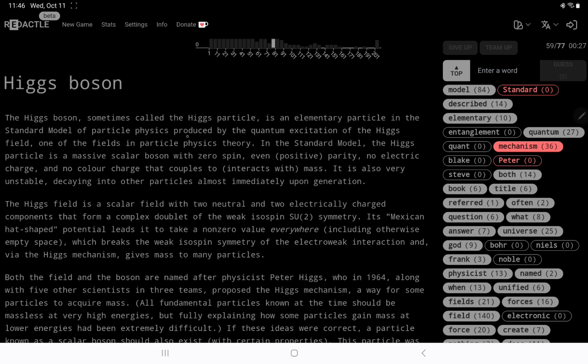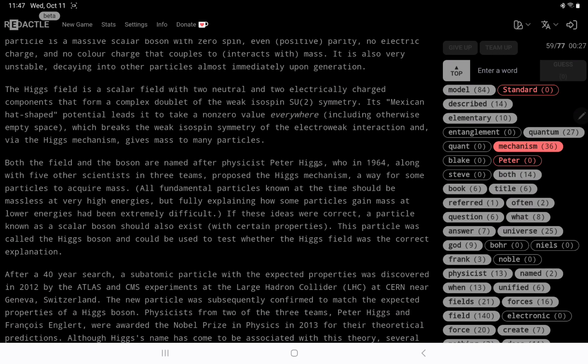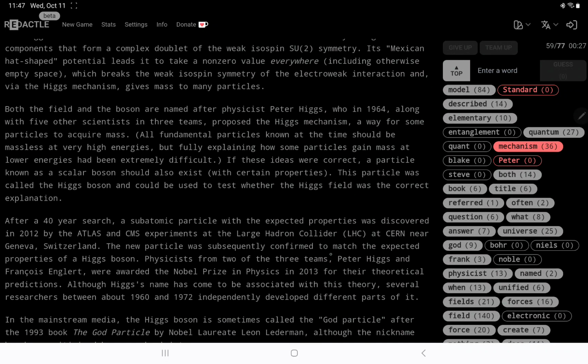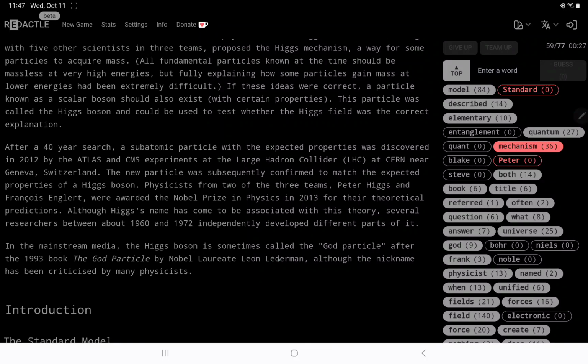Elementary particle in the standard model produced by the quantum excitation of the Higgs field. So, Peter Higgs, I suppose. Yes, I probably should have thought of that, and I bet many of you did. Named after Peter Higgs, produced by the Higgs mechanism, a way for some particles to acquire mass. Interesting. You just assume that something has mass as soon as it's a thing, but I suppose not. There we go, there's the book by Leon Lederman, although the nickname has been criticized.